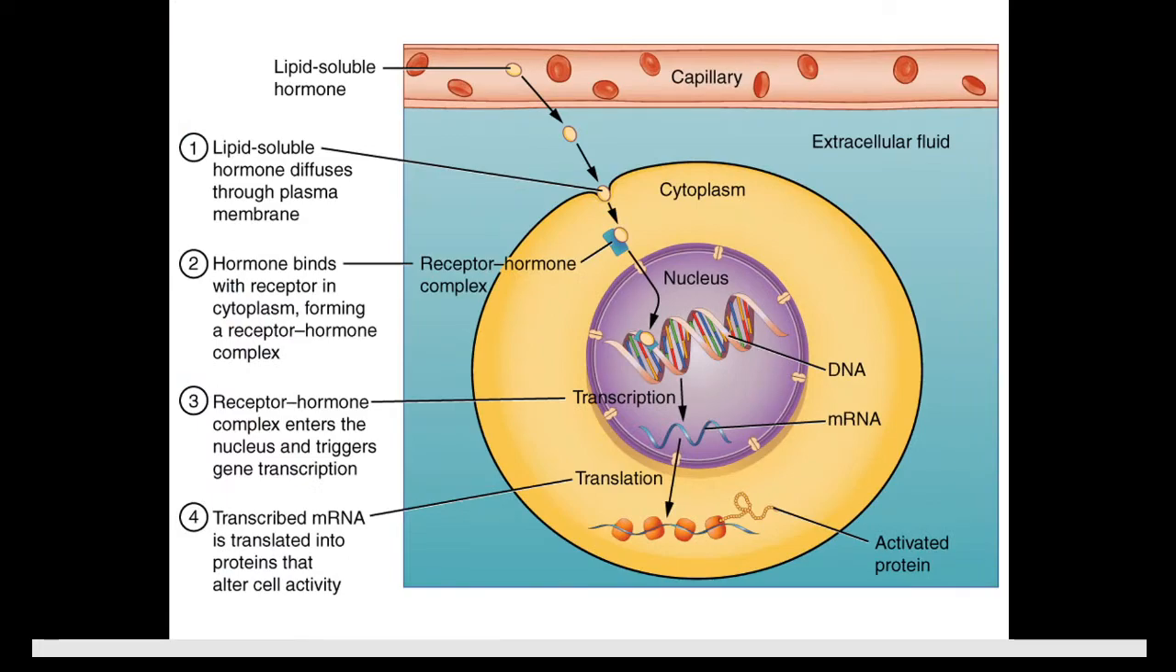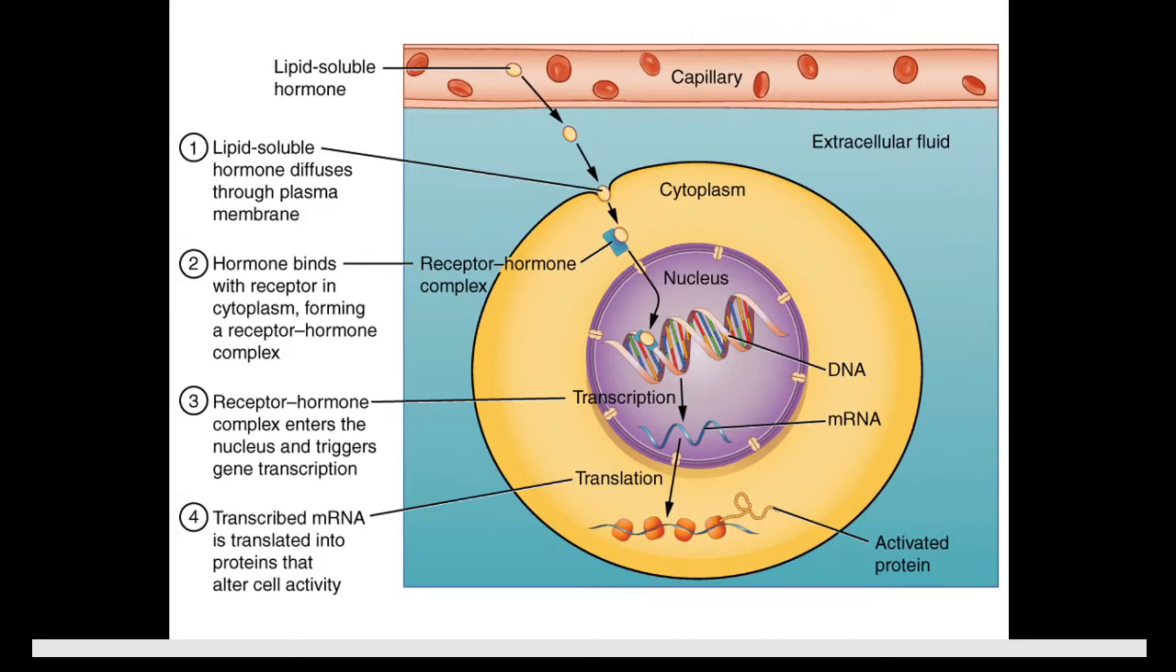Lipid soluble hormones do not receive the signal at the cell surface receptor. Why do they not use the cell surface receptor? It's a question. Lipid soluble hormones easily attach to the lipid molecules of the membrane and automatically enter into the cytoplasm. So only here there is no cell surface receptor.